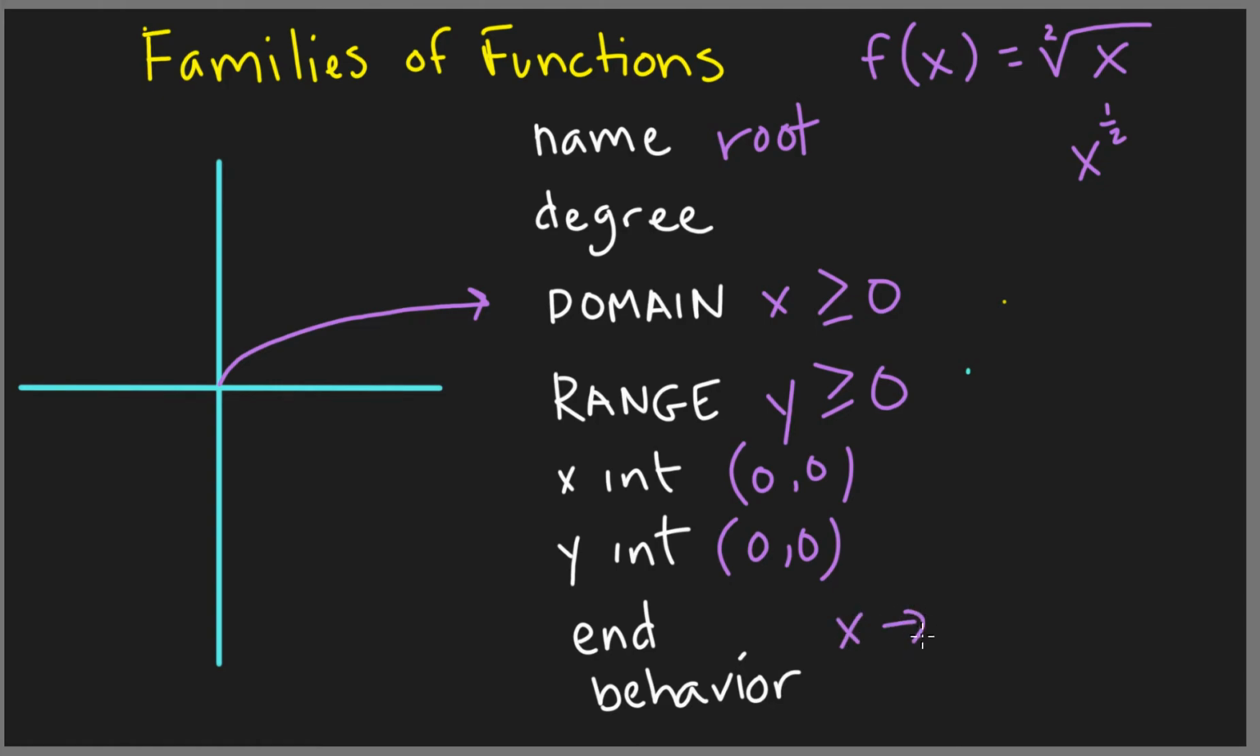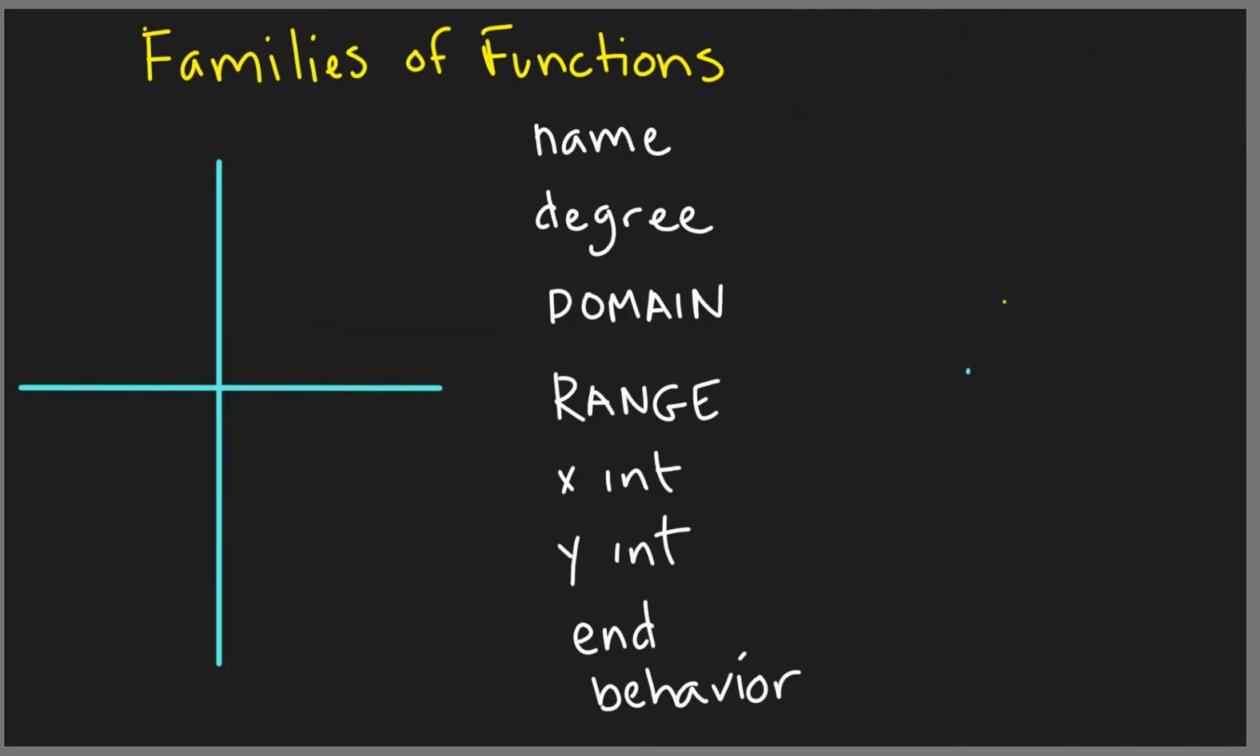As x approaches positive infinity, y is going to approach positive infinity. As we go out in this direction, my y value is going to go up. We don't have to worry about the other side because we don't evaluate the negatives, because they're not in our domain.